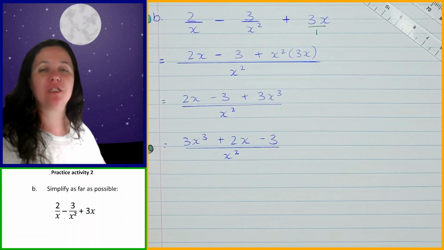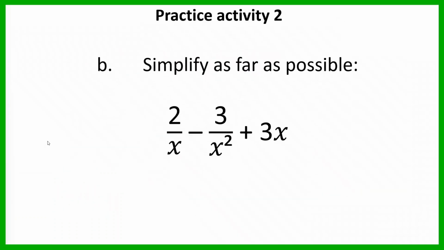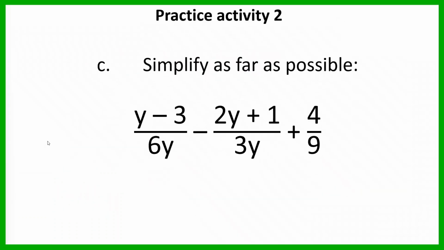Right, now let's go on to question C. In question C, we've got y minus 3 over 6y minus 2y plus 1 over 3y plus 4 over 9. I'm going to give you 2 minutes for this question.